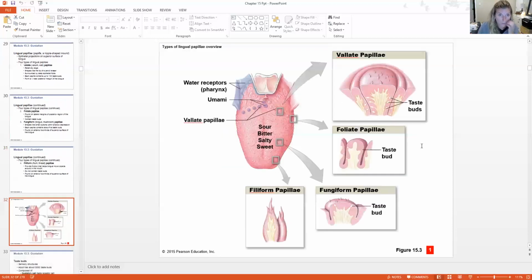So here you see what we are talking about, the vallate papillae, nice and circular, with lots and lots of taste buds associated with them. Foliate papillae with just a few, fungiform papillae, again with a few taste buds, and filiform papillae with no taste buds.